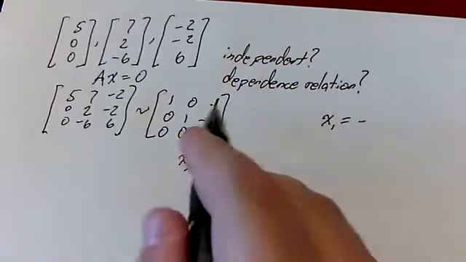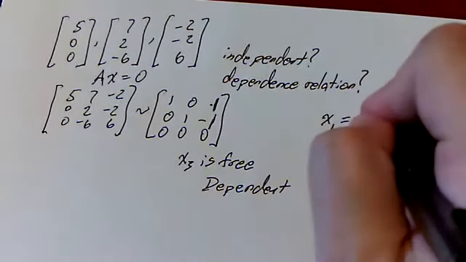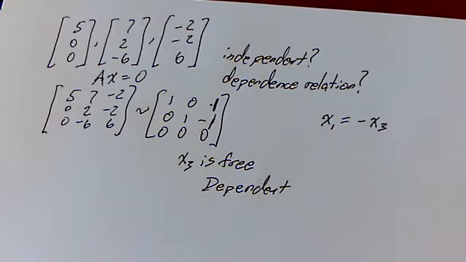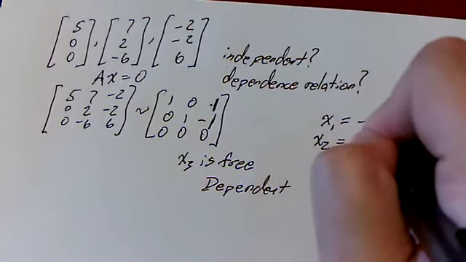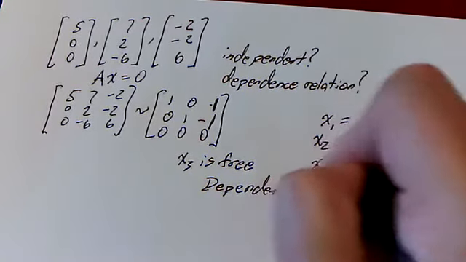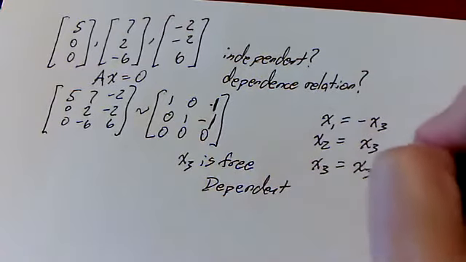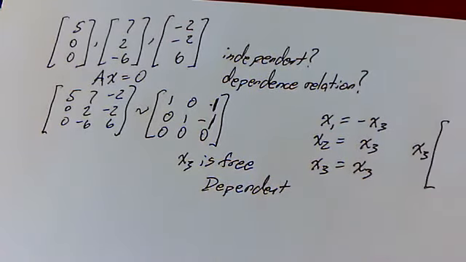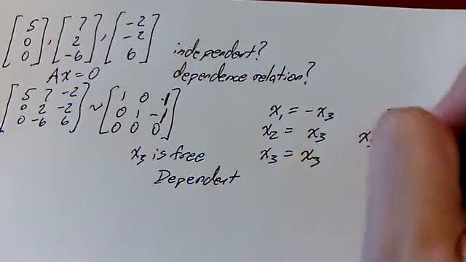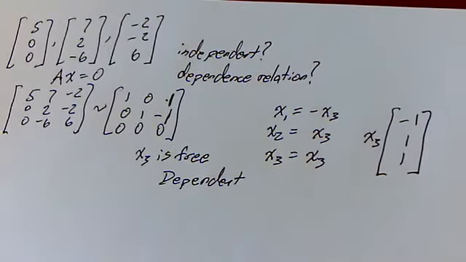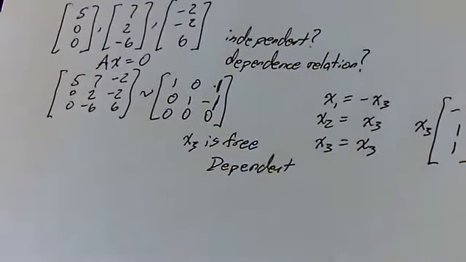So I move that free variable over to the other side of the equation, because remember it's equal to 0, so I get x1 is equal to -x3. x2 is also equal to positive x3, and then x3 is our free variable, so it's x3. I could write that in vector form, right? Vector form would be -1, 1, 1. Okay, there are lots of choices there. I can also write the dependence relationship here.